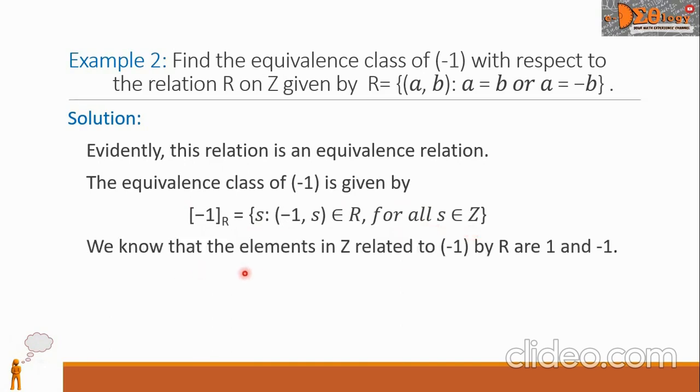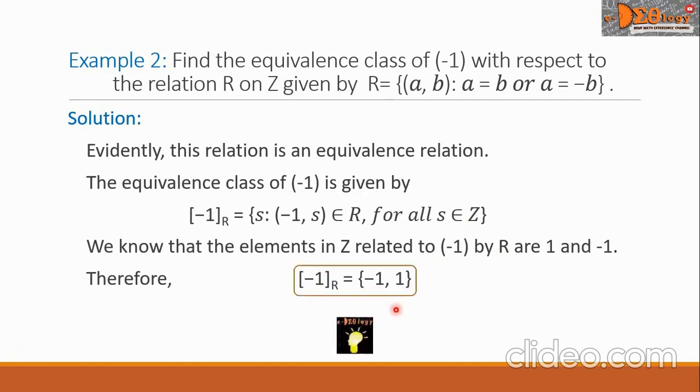We know that the elements in Z related to -1 by R are 1 and -1. Therefore, the equivalence class of -1 equals -1 and 1. This is the final answer.